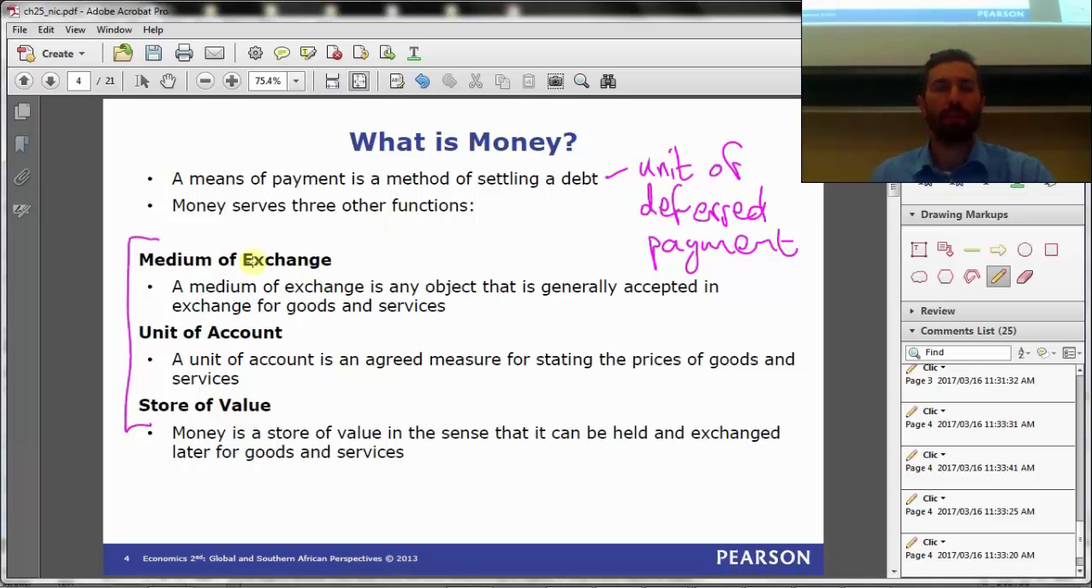So, money: medium of exchange, unit of account, store of value. Those are your three primary functions. And when I say a unit of deferred payment, that's essentially saying that money has this intertemporal exchange feature, which underlies all three of these other features as well.